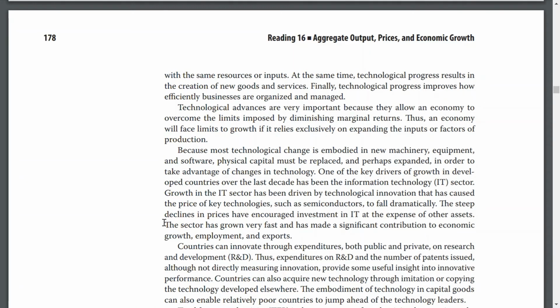Technological advances are very important because they allow an economy to overcome the limits imposed by diminishing marginal returns. Thus, an economy will face limits to growth if it relies exclusively on expanding the inputs and factors of production. Because most technological change is embodied in new machinery, equipment, and software, physical capital must be replaced and perhaps expanded in order to take advantage of changes in technology. One of the key drivers of growth in developed countries over the last decade has been the information technology, or IT, sector.